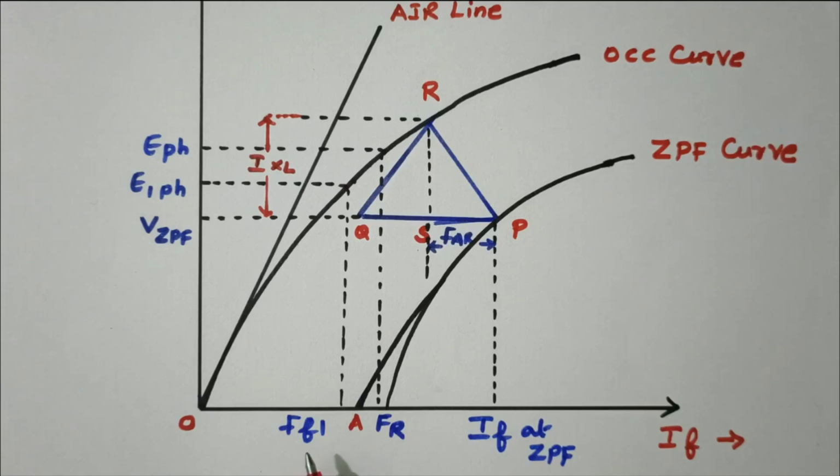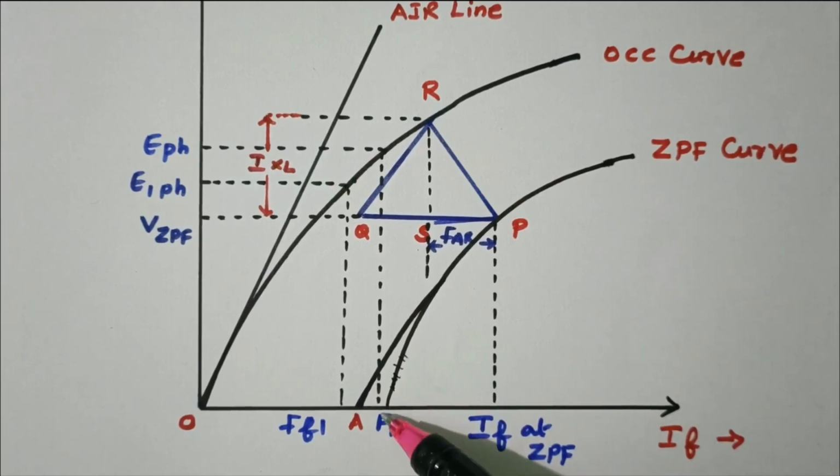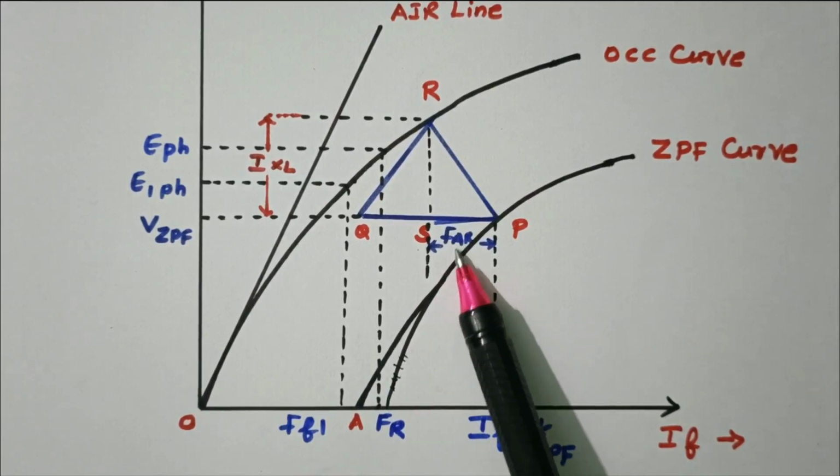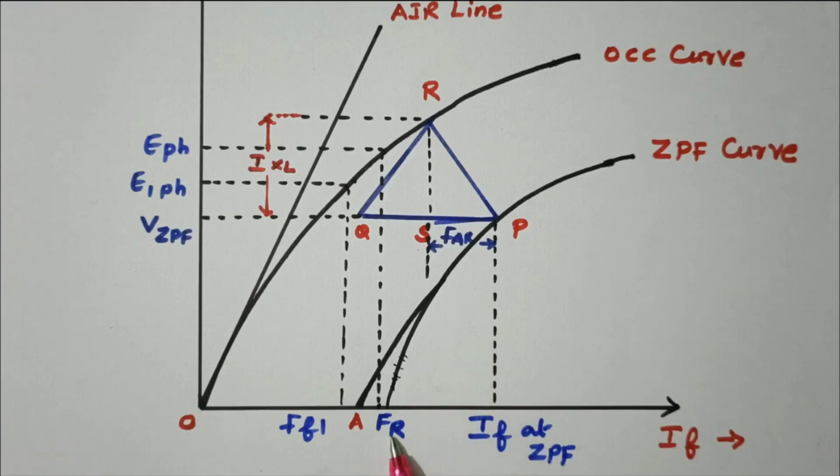Now from this FF1 and FAR, these two values, we are able to find the FR value. So this is the FR. This point is FR. Now this line is not available. This point is the FR. The FR is the vector sum of FF1 and FAR. From that we are able to find the FR.